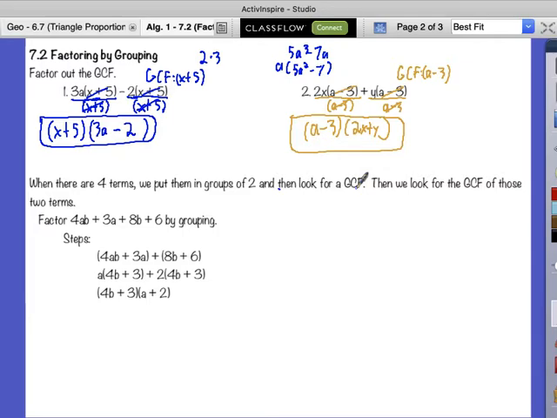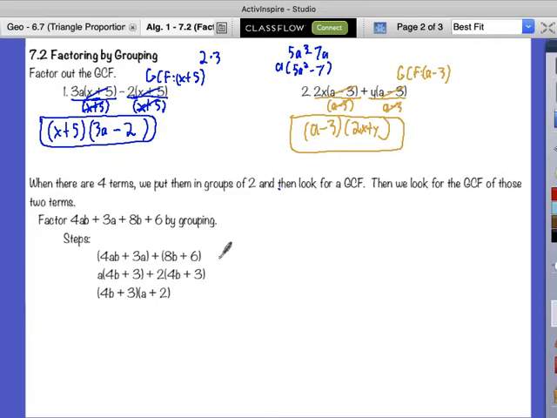Yeah. Okay. And then we do the same thing for the next parenthesis. 8b plus 6. What's our GCF of 8b plus 6? 2. So we factor out the 2, and we're left with 4b plus 3. So we factored this one like we would have yesterday, and we factored this one on the right like we would have yesterday. So we just factored both sets of parentheses, and for a moment, we ignore that the other one exists.